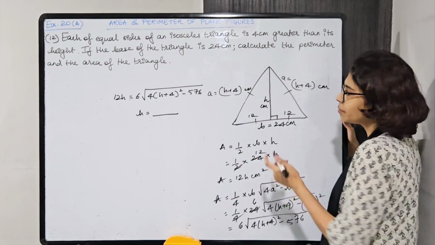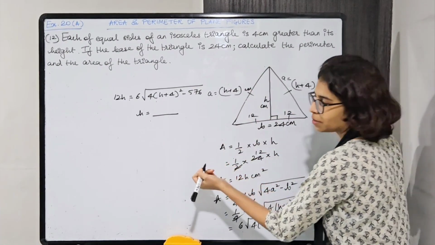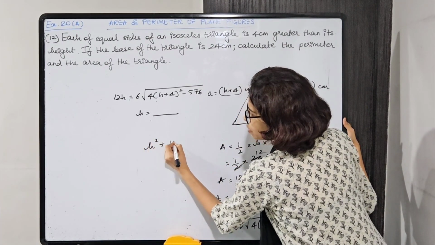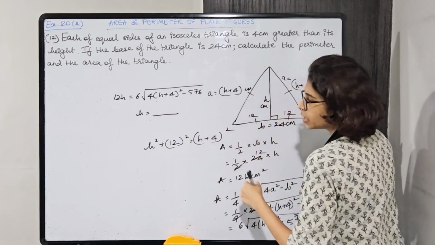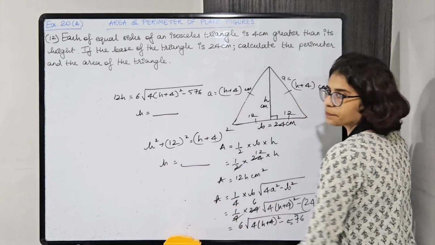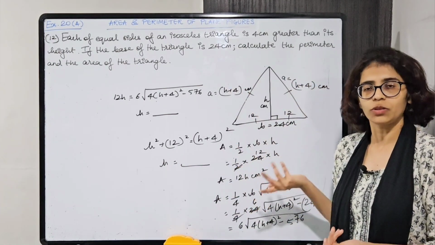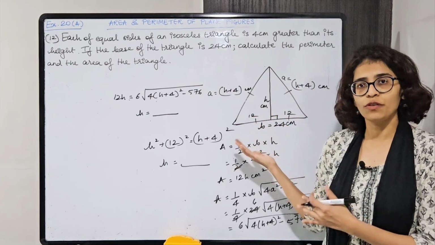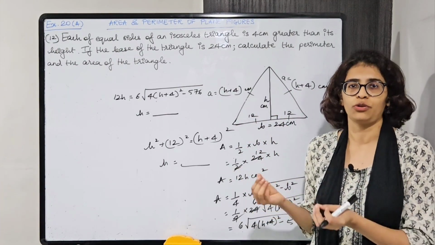By Pythagoras theorem, I can say that side 1 square plus side 2 square is equal to hypotenuse square. So h square plus 12 square is equal to (h plus 4) whole square. Solve करके h find out करेंगे. And once you get h, you will easily get the equal sides. So that is one more way of solving, but I'll be using this method. It's up to you which method you want to use.